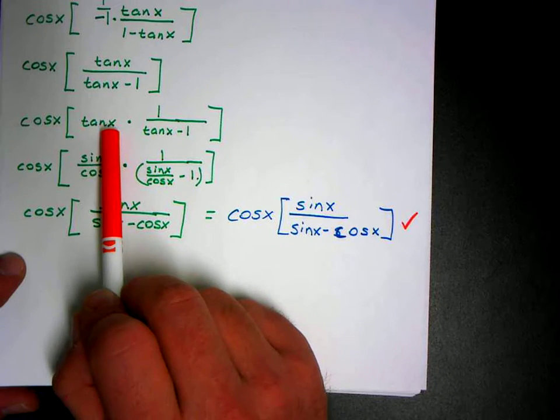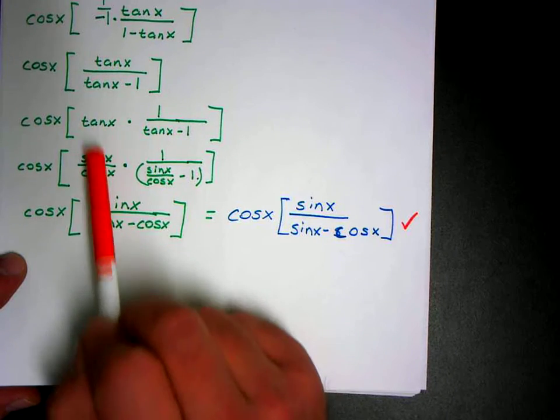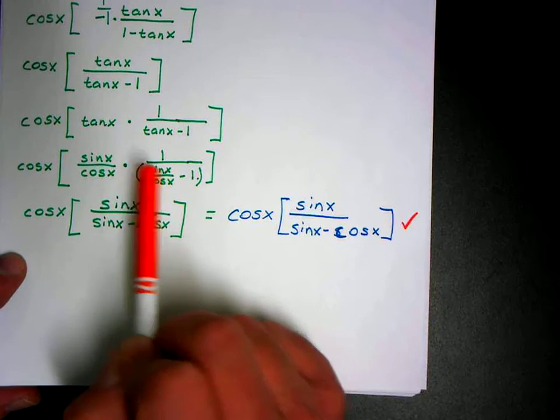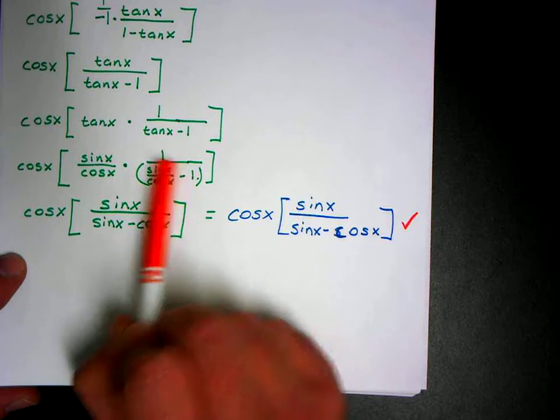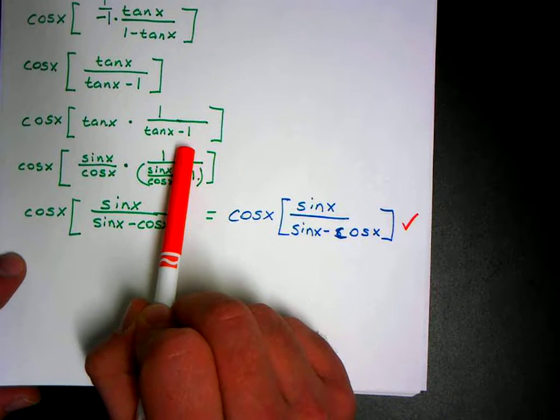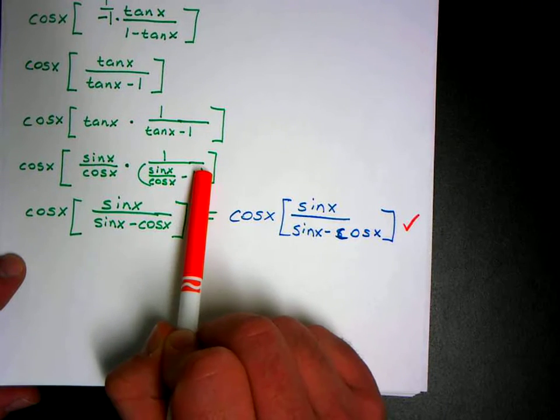Okay, so here I took the tangents. I changed them into sines over cosines. Now this is just a fraction times a fraction, right? So you take the numerators and multiply them, and the denominators and multiply them.